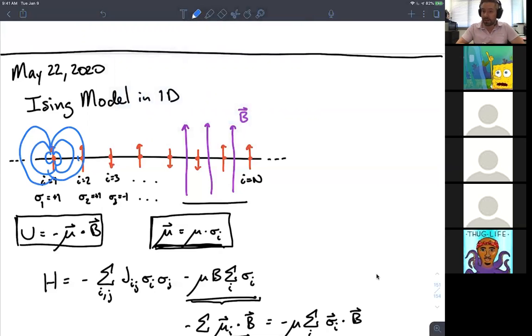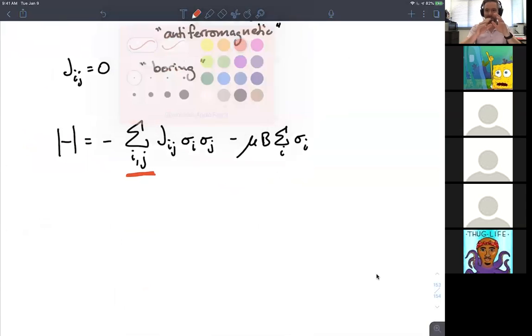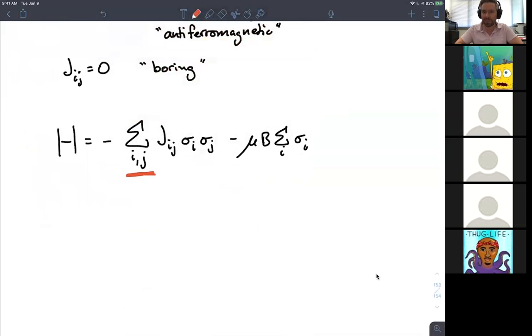But we know that the magnetic field for a dipole, I believe, falls off as 1 over r cubed. And that means that the magnetic field from each of these spins has infinite spatial extent. So it goes on forever. So in principle, this sum here should be over all pairs ij.